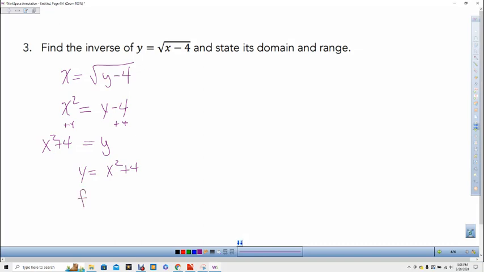Let's rename this thing f of x. So that is f inverse of x equals x squared plus 4. Now, the domain and range, that is where we're going to run into problems, because what do we know about square root? If we were to graph this thing, x minus 4 means we're going to shift to the right 4: 1, 2, 3, 4. And then our square root is going to look like that.